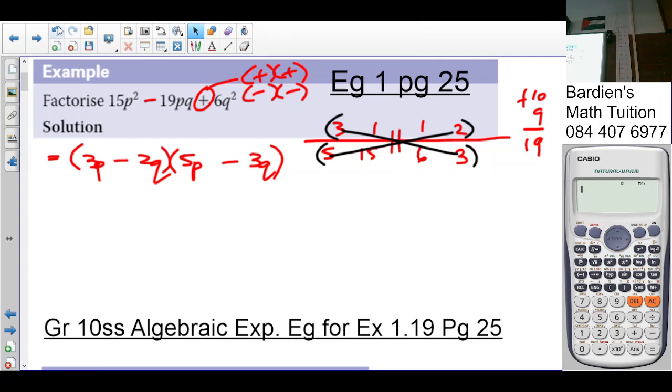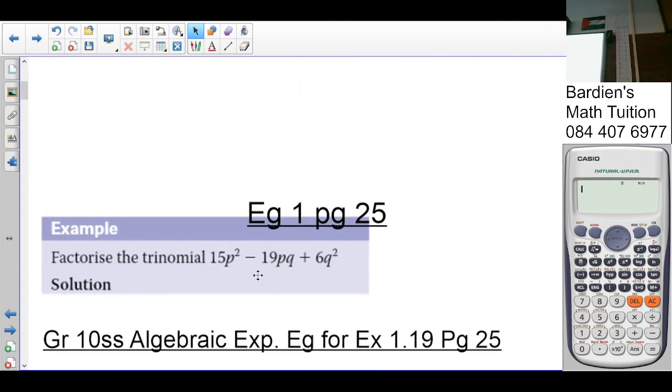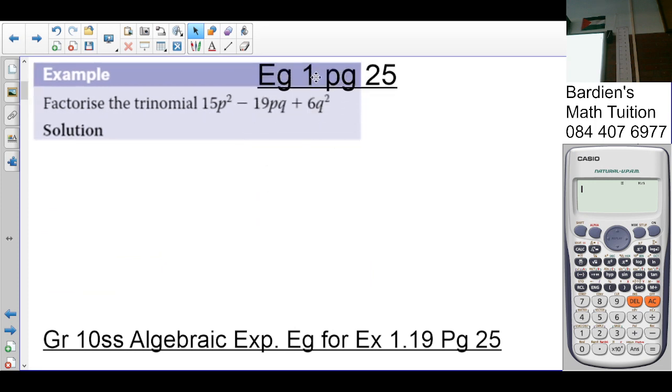Okay. Let's look at example 2. Example 2 is on the same page, correct? Is that correct, people? The same trinomial. Yes, sir, but this is a different method. If you guys want to follow that method, you can.